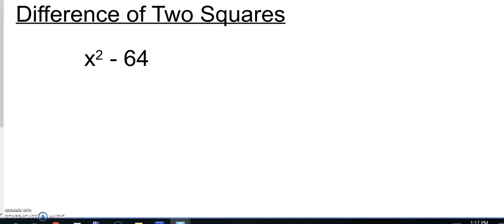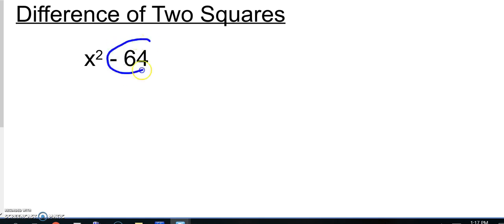The last video in this section also talks about a special occurrence, and it happens to be called the difference of two squares. You don't have to write it out this way, but it is one way that you can think about it. Looking at the example on the screen, notice that it's not a trinomial. It's a binomial. It's x squared minus 64.